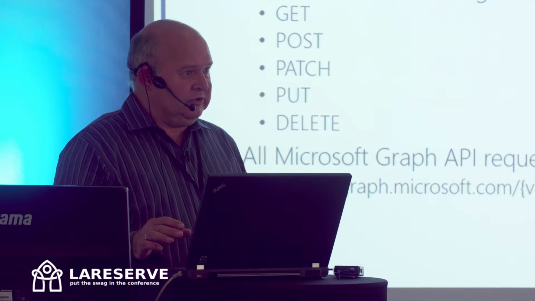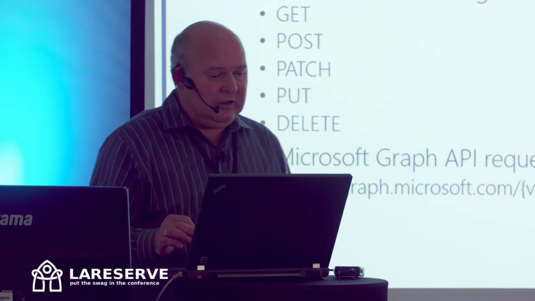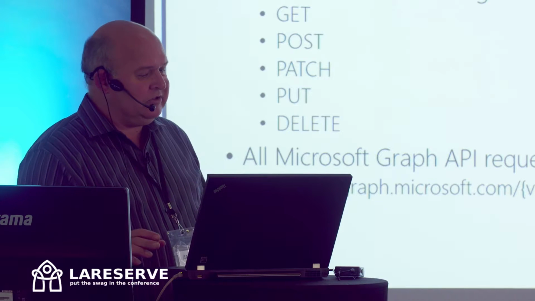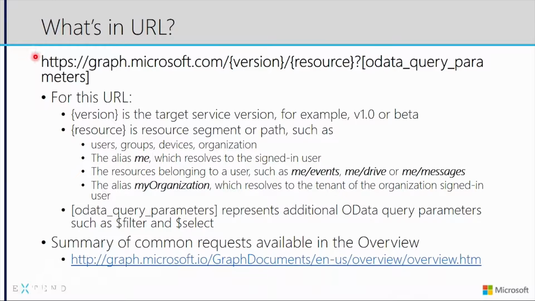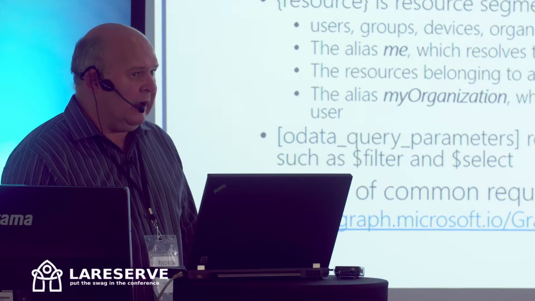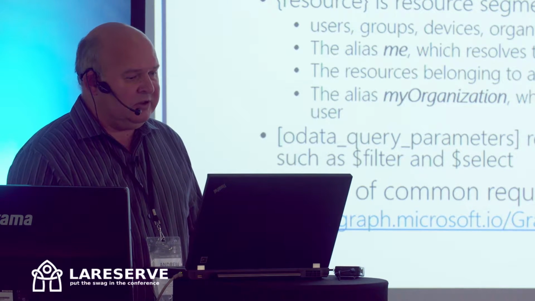What's important is that all calls in Graph APIs follow the same basic URL pattern. What's in it? This is the endpoint, obviously. Then you specify the API version, the resource that you want to access, and then OData query parameters. OData query parameters can be quite complex, but I'm not going to talk about this. If you have questions, we have OData experts here as well.